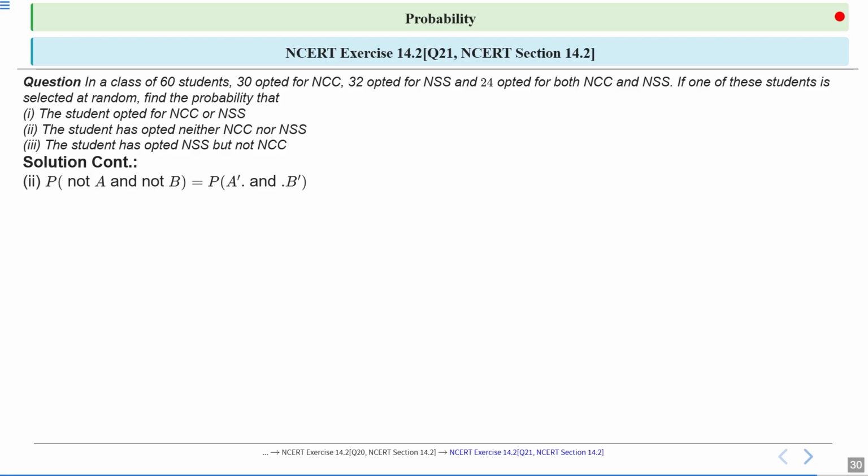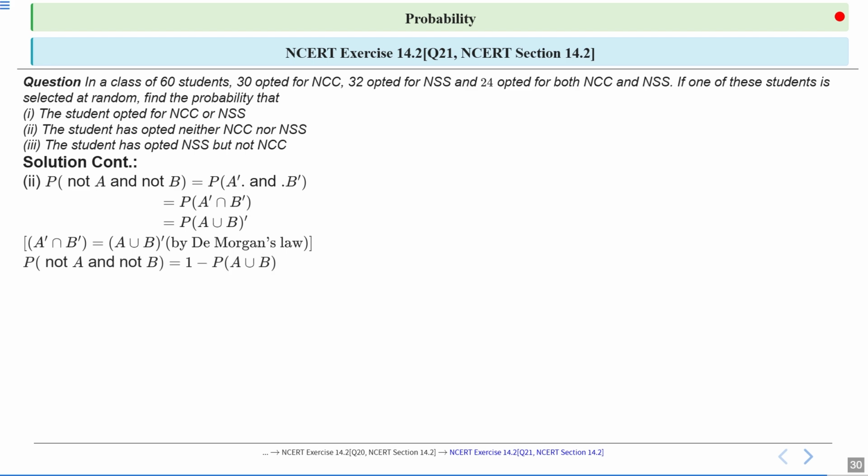Now, probability of not A and not B. This is nothing but probability of A complement and B complement. Clear? And this is nothing but equal to probability of A complement intersection B complement, and this is equal to probability of A union B whole complement. Note this formula: A complement intersection B complement equals A union B whole complement. This is basically our De Morgan's law.